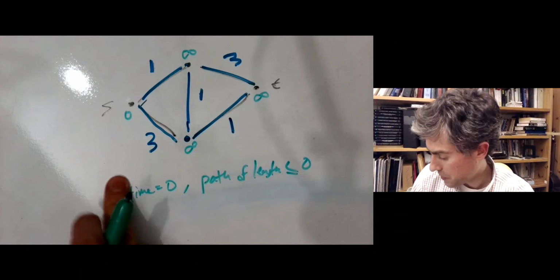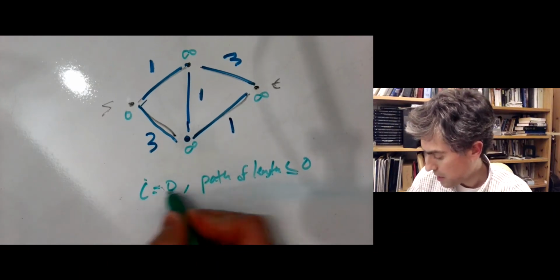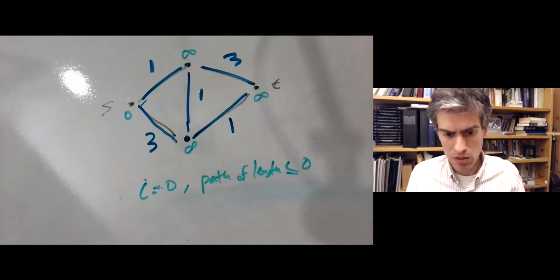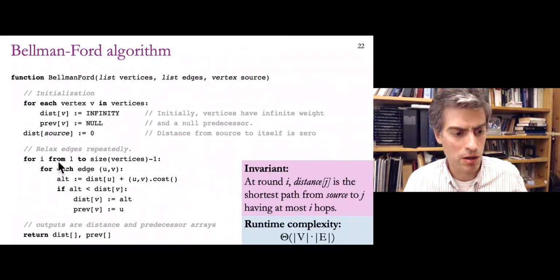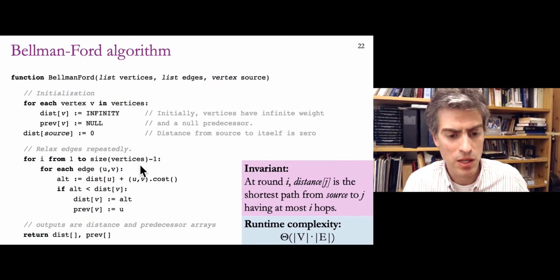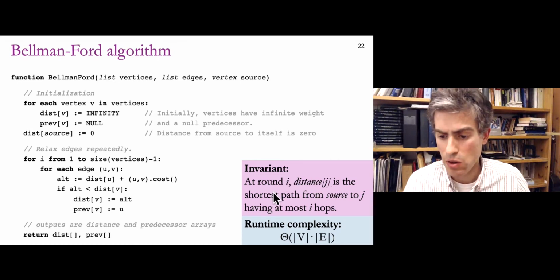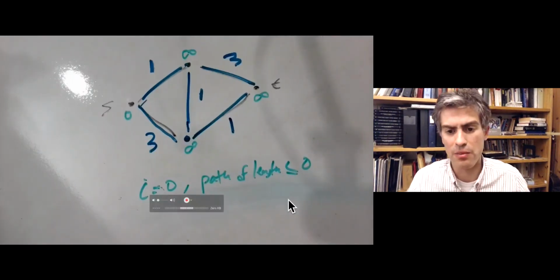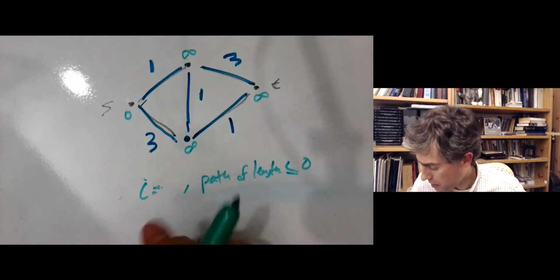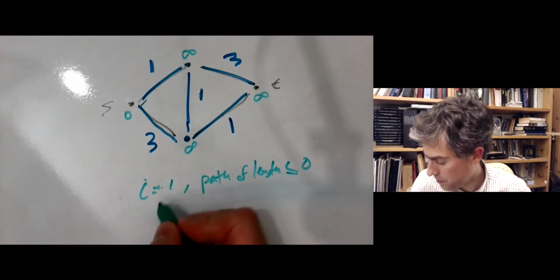So that was the initialization. Now I'm going to go through the main algorithm, going through this loop here. I'm going to make I go from 1 to n-1, and we're going to see that we're increasing the length of the paths that are allowed. Initially I only allowed paths of length 0. Let's try paths of length 1.